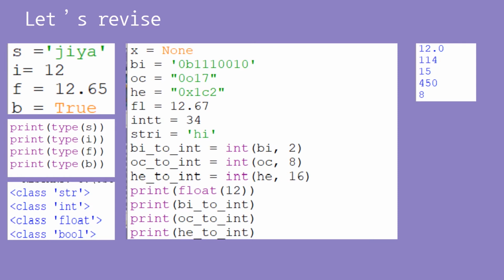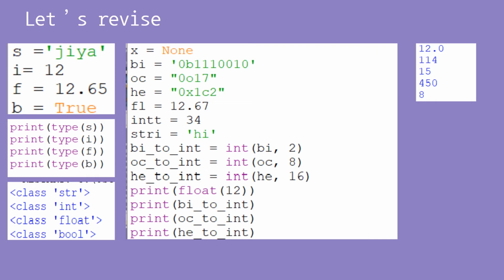So these are a few snippets from the code. If you see in the top left corner, it is an example of a string. The second variable is an integer, the third is a float, and the fourth is a boolean. And we printed their types, and it came respectively string, integer, float, and boolean.